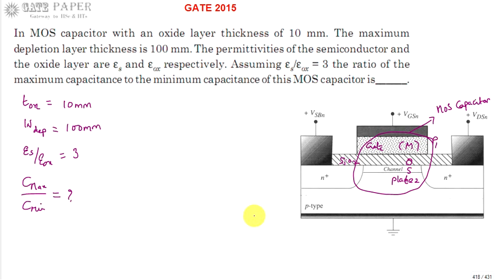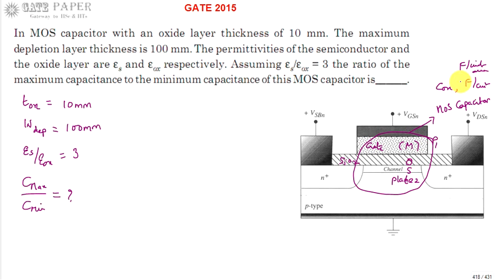It looks like a parallel plate capacitor, and there is a capacitance between the plates, which is nothing but COX. The capacitance present is called COX, the oxide capacitance. The units are farad per centimeter square, or farad per unit area.